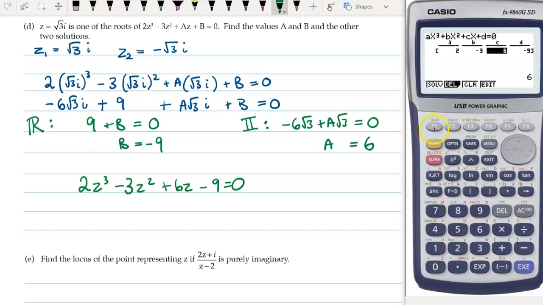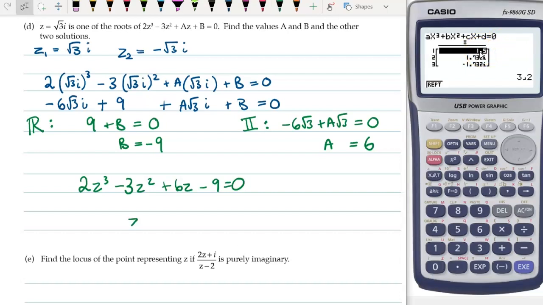And now we'll press solve. And now you can see that the two complex roots that I already knew match with what we've got up here. And the third solution that I didn't know yet is 1.5. So Z3 equals 1.5. That's actually a really good demonstration to check the answers that you're getting out of this. It can help you to find any mistakes that you've made along the way.